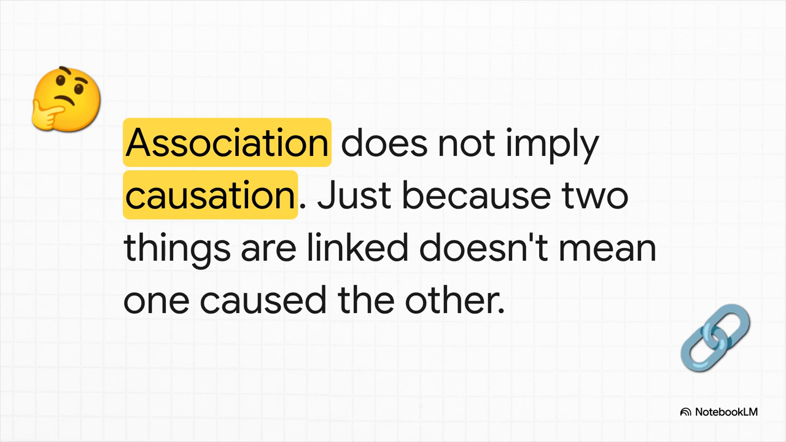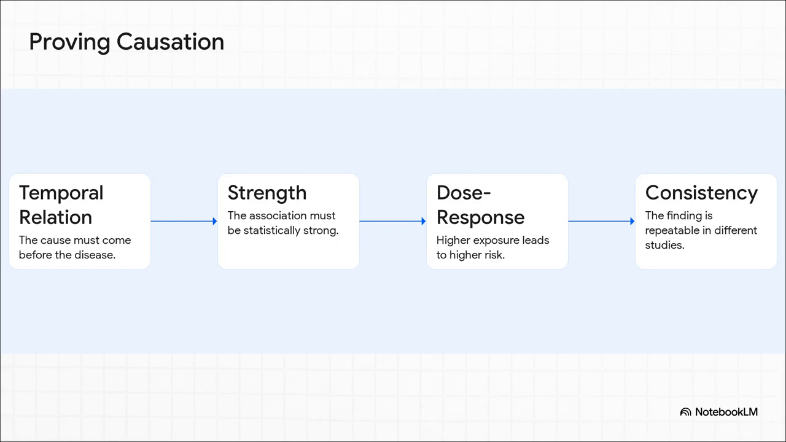So, how do epidemiologists get it right? Well, they use a pretty rigorous checklist to build their case. So, to build a really strong case, these detectives look for several key pieces of evidence. First, temporal relation. The cause has to happen before the effect. Makes sense. Second, strength. The link needs to be statistically strong, not just some random fluke.